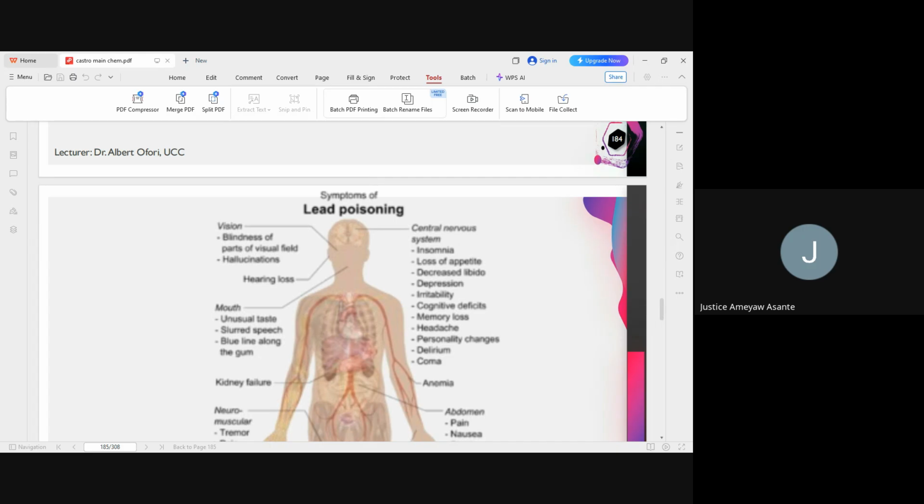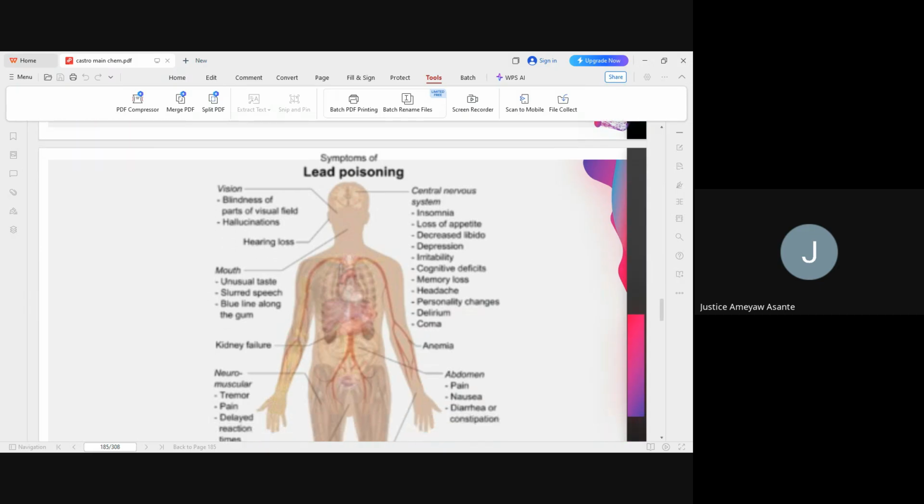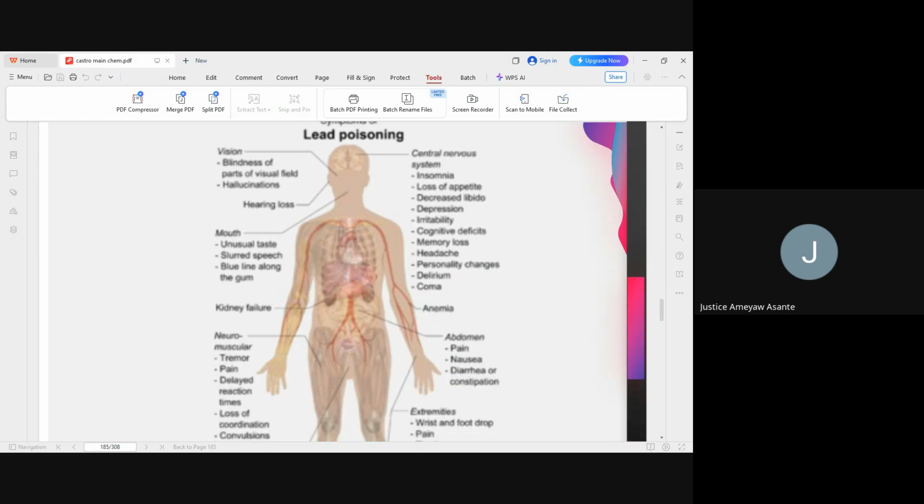So when we look at this picture, there are the symptoms of lead poisoning, the areas that it can attack.